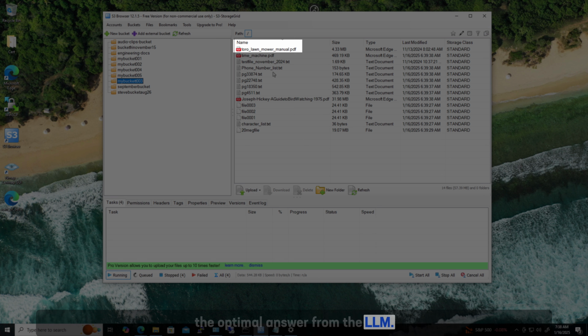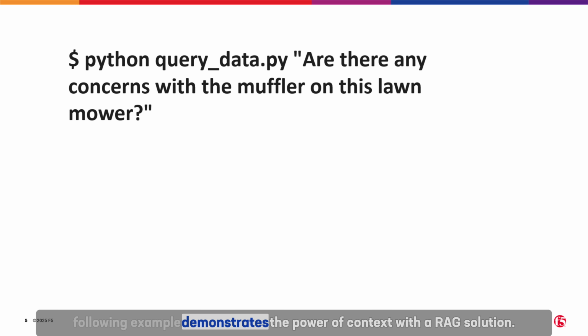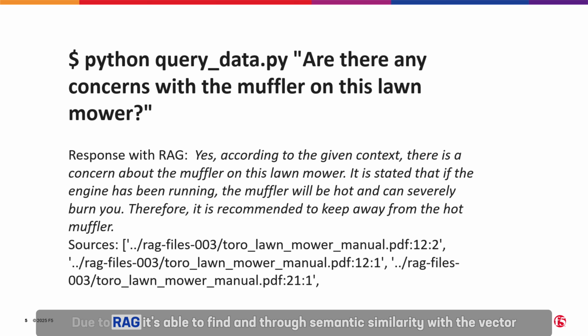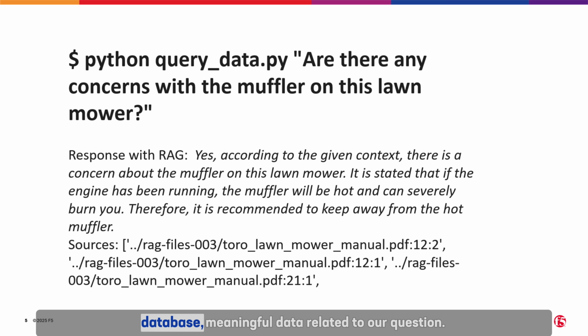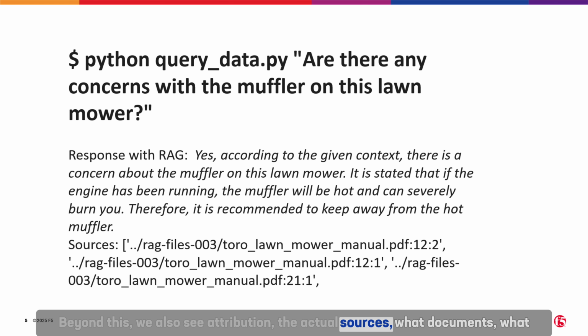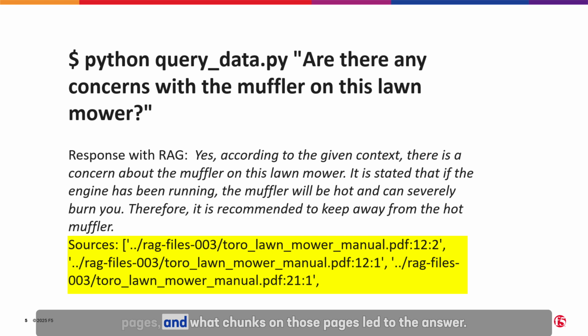The following example demonstrates the power of context with a RAG solution. A very nebulous question without great detail is offered to the LLM. Due to RAG, it's able to find, through semantic similarity with the vector database, meaningful data related to our question, which is provided to the LLM, thereby producing this meaningful answer. Beyond this, we also see attribution: the actual sources, what documents, what pages, and what chunks on those pages led to the answer.